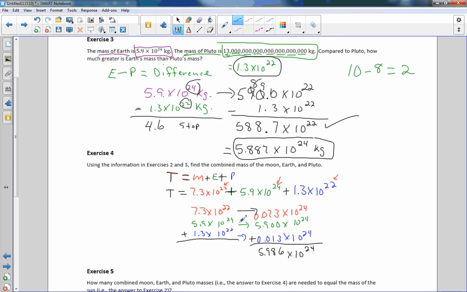So if we work our way up to the larger number, our answer will be our final answer usually, depending on what our numbers are here, of course. If they added up to more than 10, then we'd still have to move it once. So there's exercise 4. That is the total combined mass of the Moon, Earth, and Pluto.